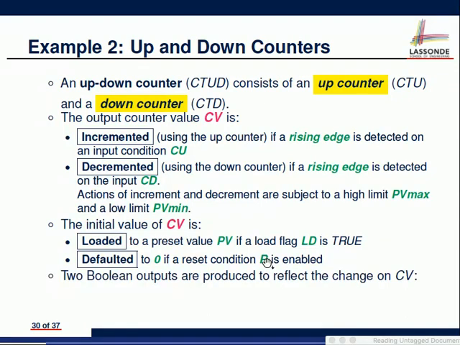And then finally, we've got two Boolean outputs over here. One is called QU. Q usually stands for the output. So QU will just be the truthfulness of CV larger than PV. And also QD will be CV less than or equal to 0. Okay, that's all. That's the informal requirements.